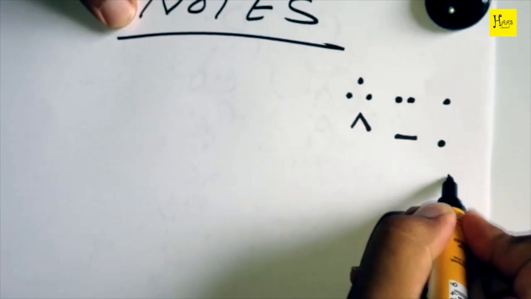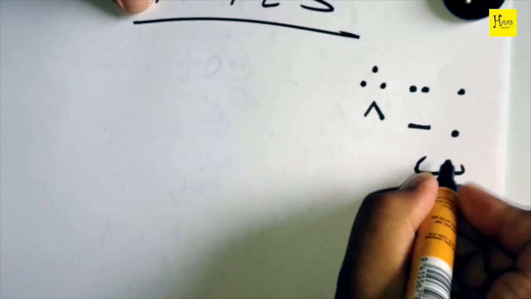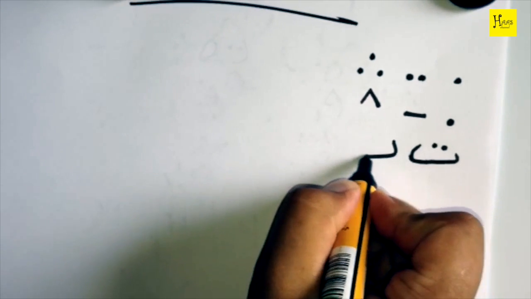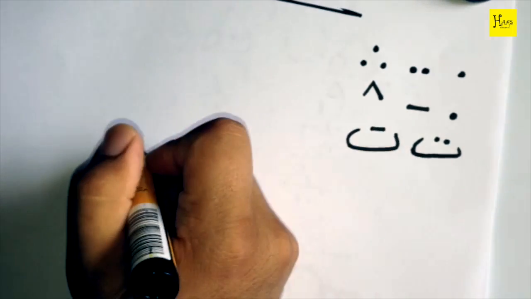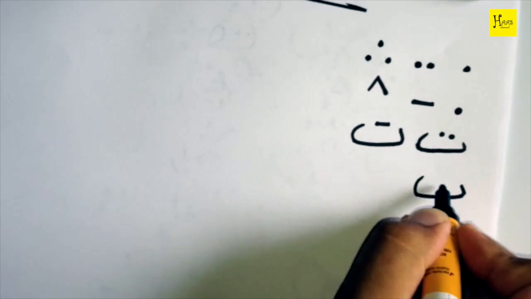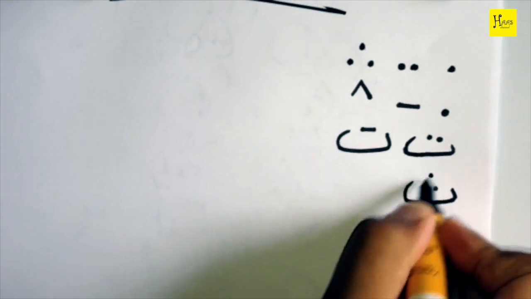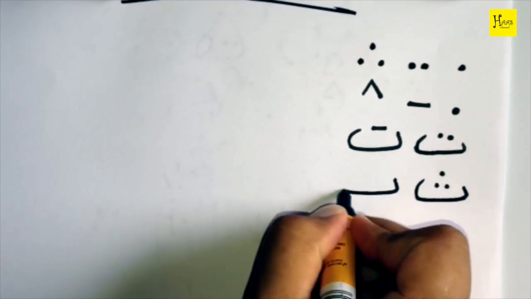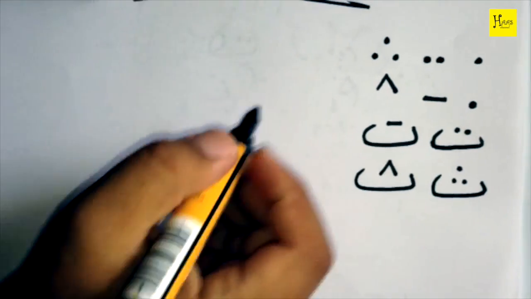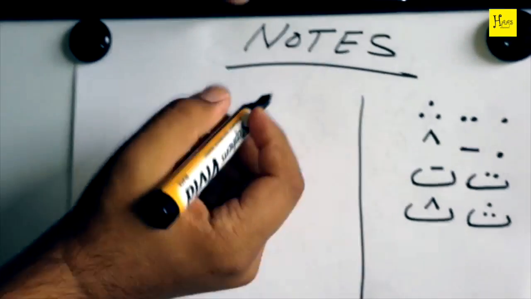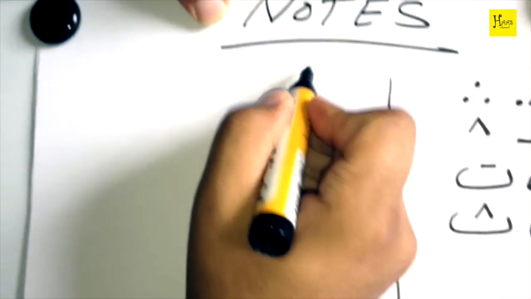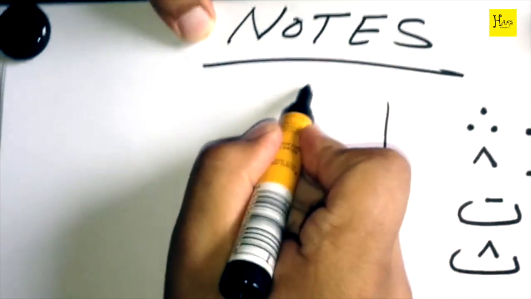Just a quick example. For example, Ta, two dots, or like that. Tha, one, two, three, or like that. Okay, this is the first note.